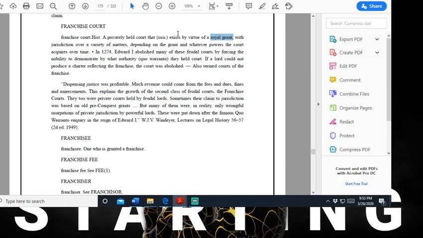So let's get back into it. It says usually it's a private court that usually exists by virtue of a royal grant with jurisdiction over a variety of matters, depending on the grant and whatever powers the court acquires over time.